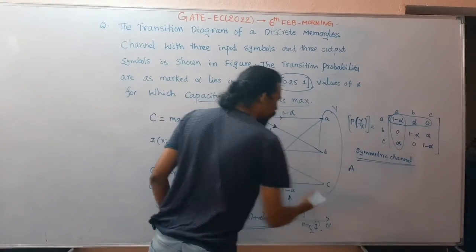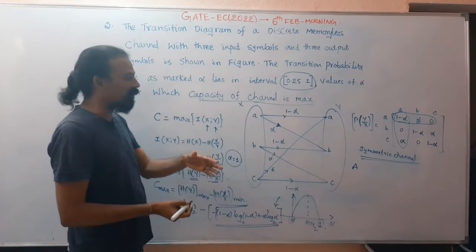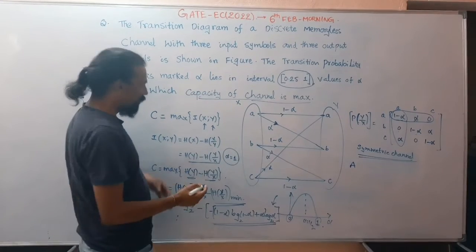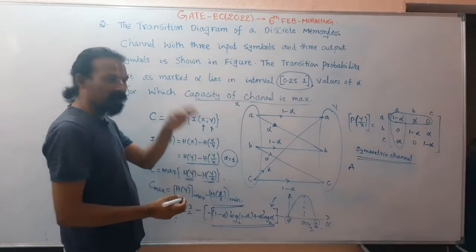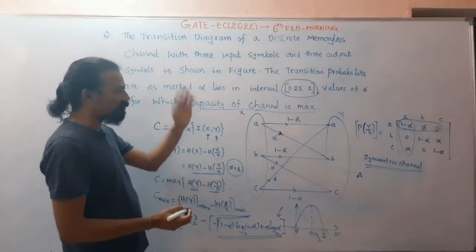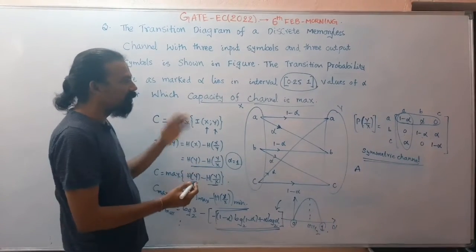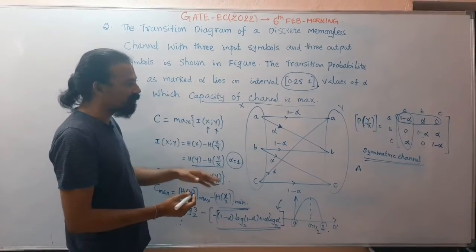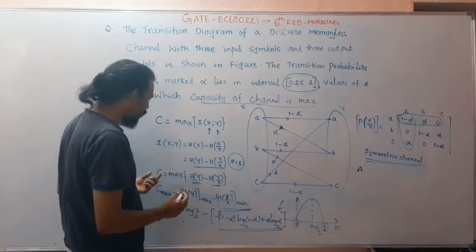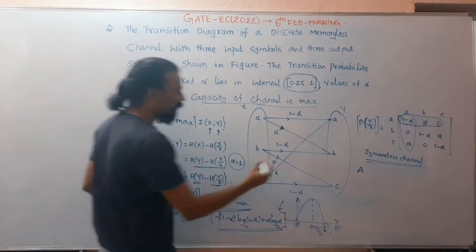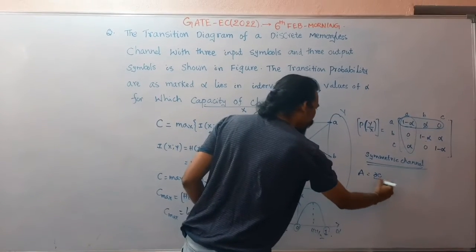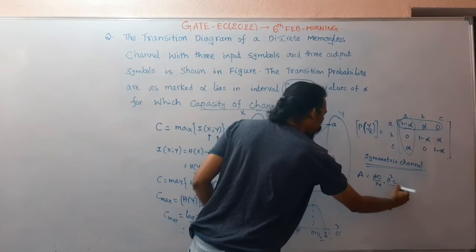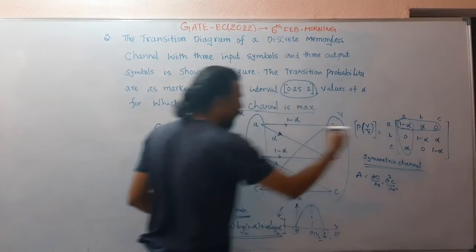Actually, this question was solved by Institute A, the topmost institute in the market. They calculated H of X, H of Y, and H of X comma Y, and many other things, taking almost 10 to 20 minutes. They calculated C, then differentiated, calculating dou C by dou alpha and dou square C by dou alpha square, and made it equal to 0.